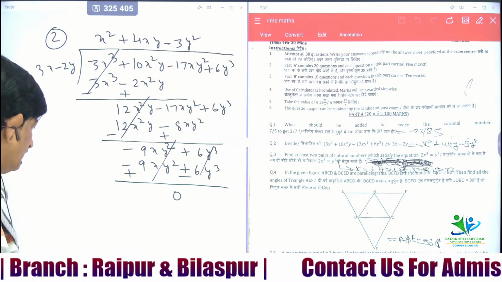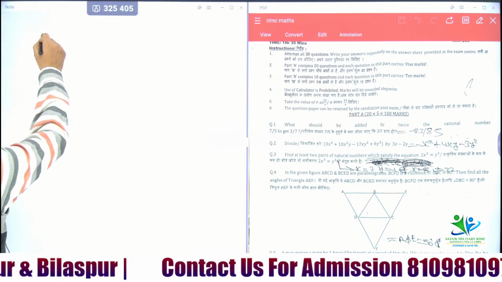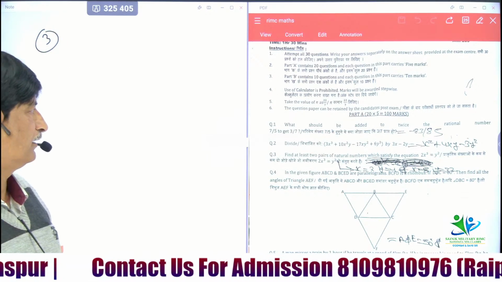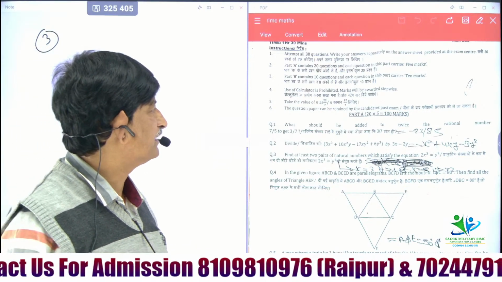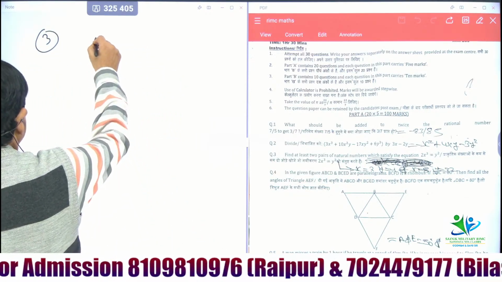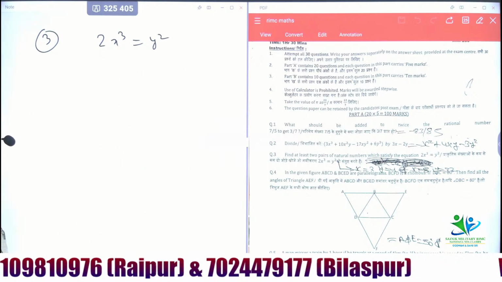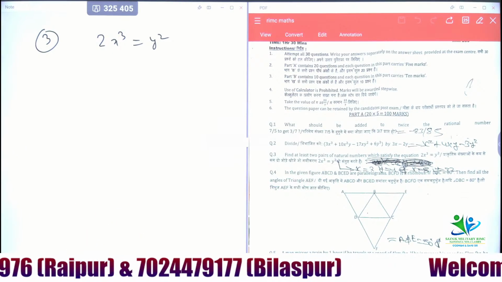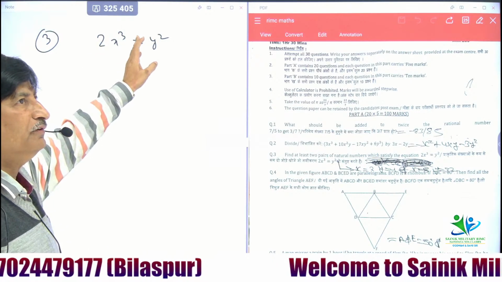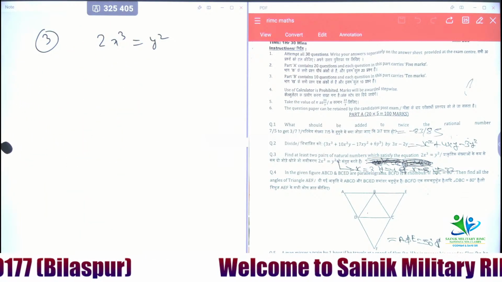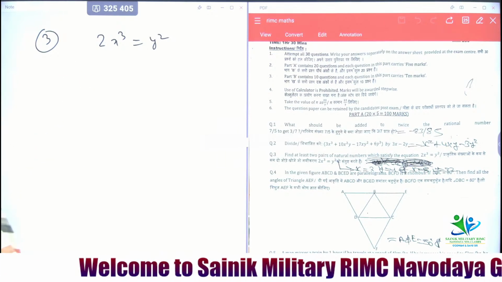Now next, see the next question, the third. In the third question, you have to find at least two pairs of natural numbers which satisfy the given condition. The condition is this one, 2x cube is equal to y square. Clearly, you have to choose the natural number such that twice the cube is equal to the square of another natural number. So it is better to take natural numbers and check here.